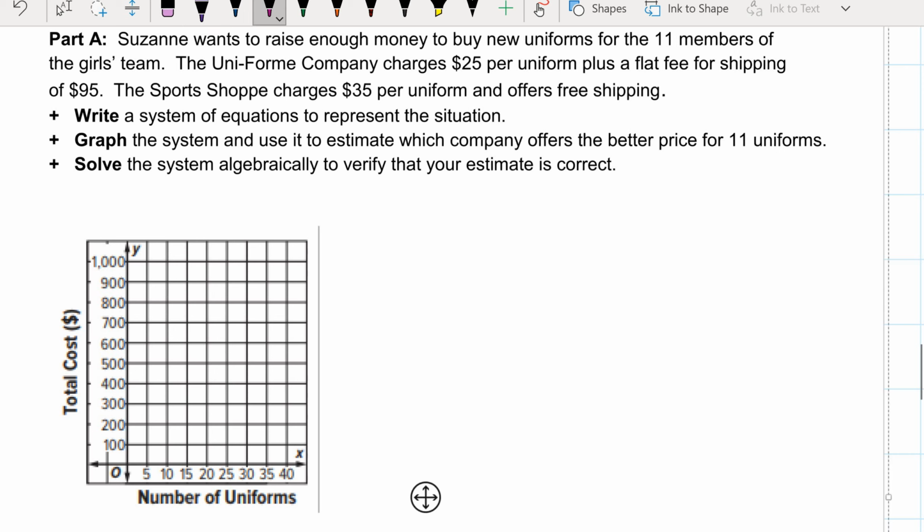Okay, first we're going to underline the keywords to set up the equation. Suzanne wants to raise enough money to buy the new uniforms for 11 members, so we know that we need 11 uniforms. The Uniform company charges $25 per uniform, and a flat fee, which means a one-time charge, for shipping is $95. However, another company, Sport Shopee, charges $35 per uniform and offers free shipping.